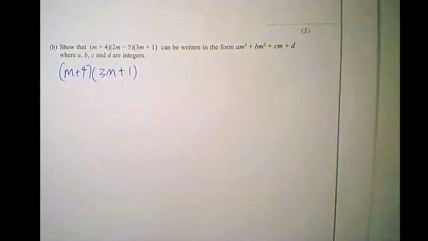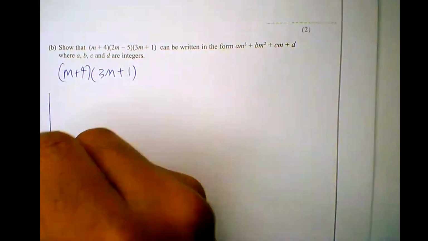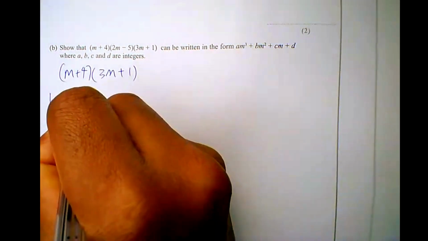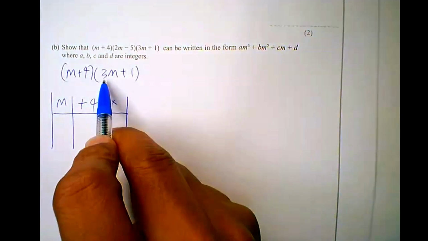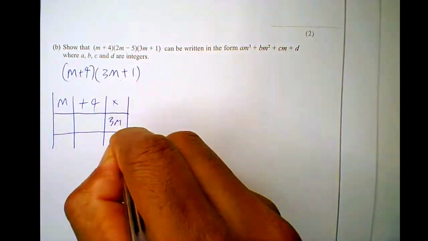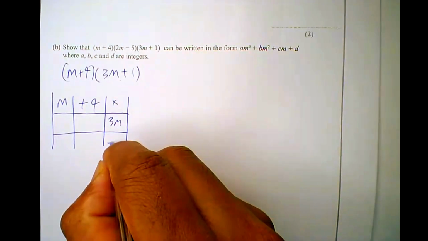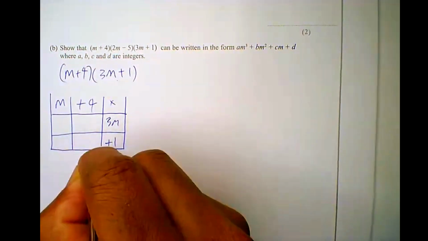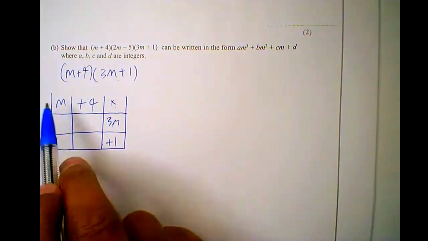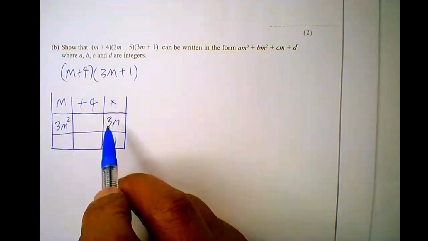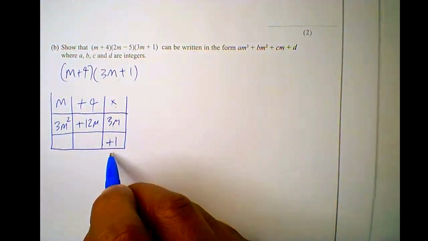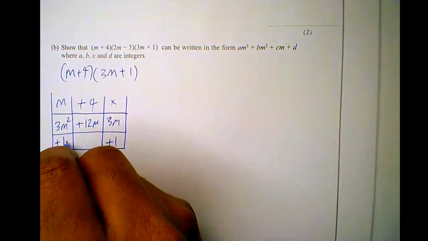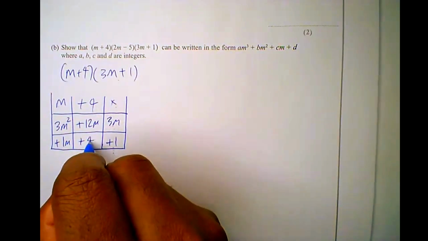And again, if you've not done this, don't worry. Your final answer will be the same as mine, hopefully. M plus 4 times 3m plus 1. Okay, so I'm going to do 3m times m is 3m squared. 3m times 4, so 3 times 4 is 12 plus 12m. 1 times m is 1m, so plus 1m. 1 times 4 is 4, so plus 4.